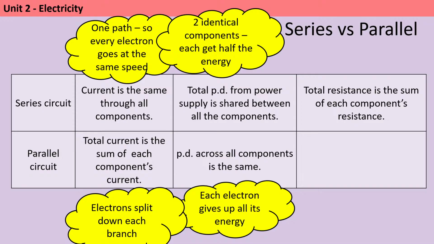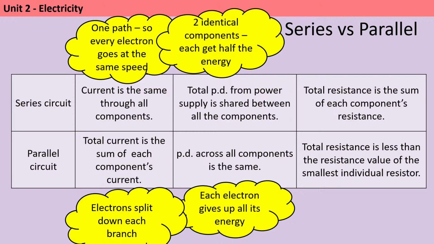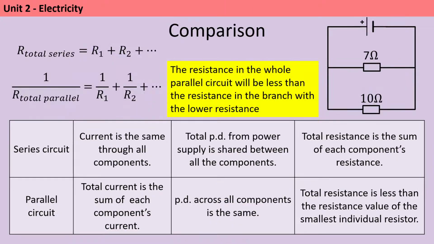Finally, if we think about resistance, you should be able to describe that in a series circuit, to work out the total resistance, you just add up the individual resistors. So if I have three 2 ohm resistors in a series circuit, then the overall resistance of that circuit is just going to be 6 ohms. Whereas in a parallel circuit, the total resistance is going to be less than the resistance of the smallest individual resistor. To actually work it out, we would say that 1 divided by the total resistance is going to be equal to 1 divided by each of the individual resistances added together. But the most important thing is that when you add up all of those together, you're going to find out that the overall resistance is less than any of the individual ones.